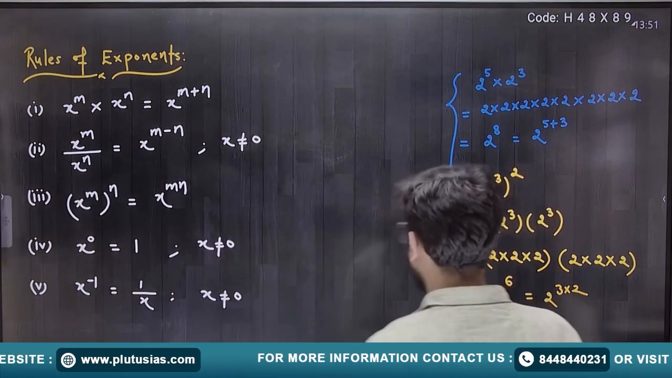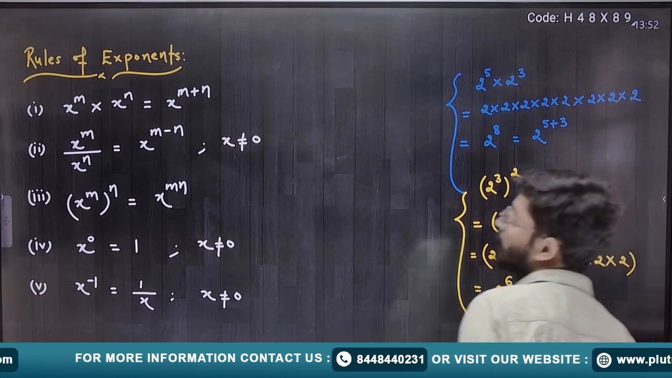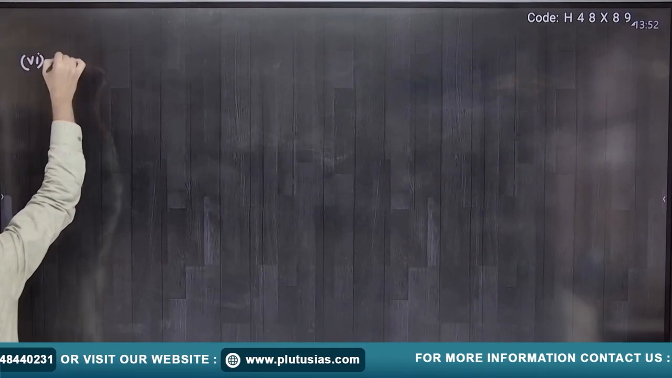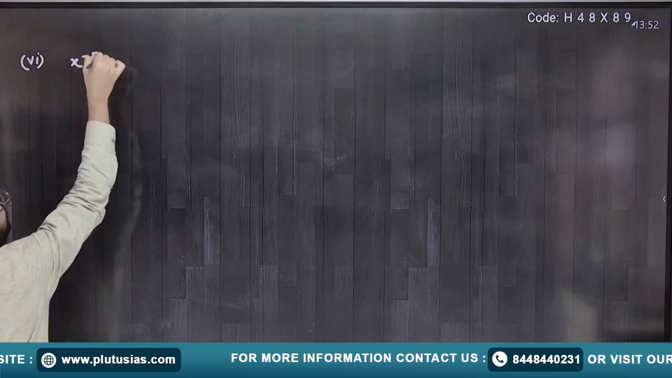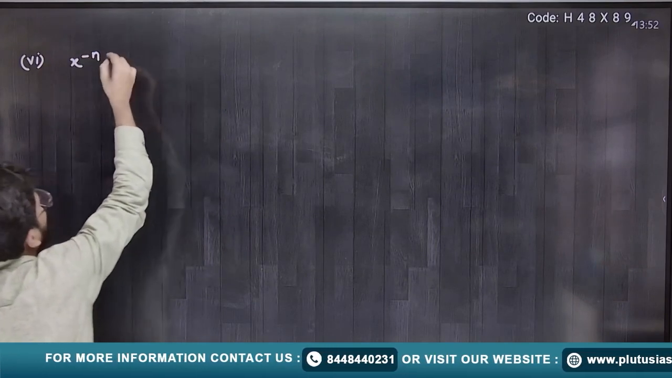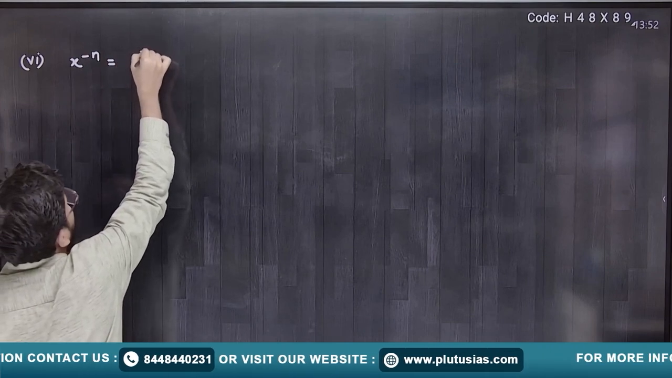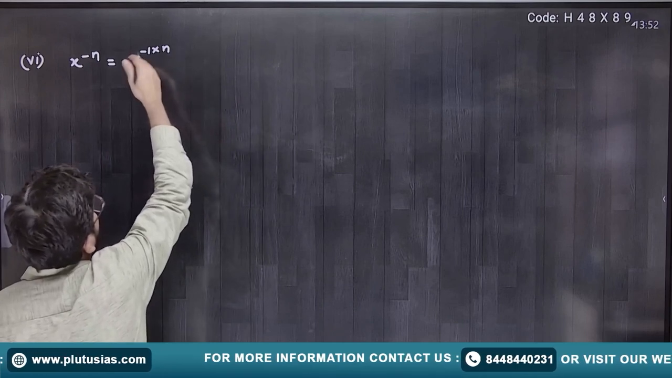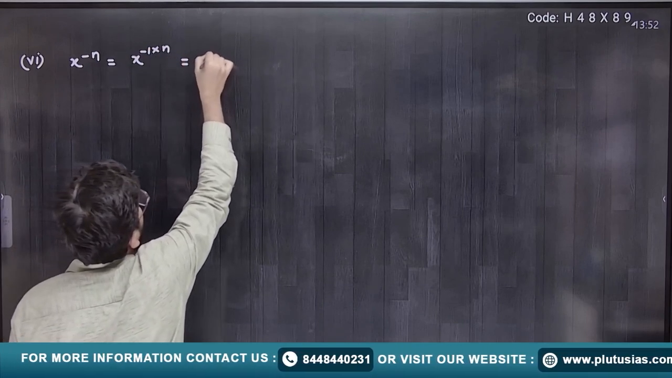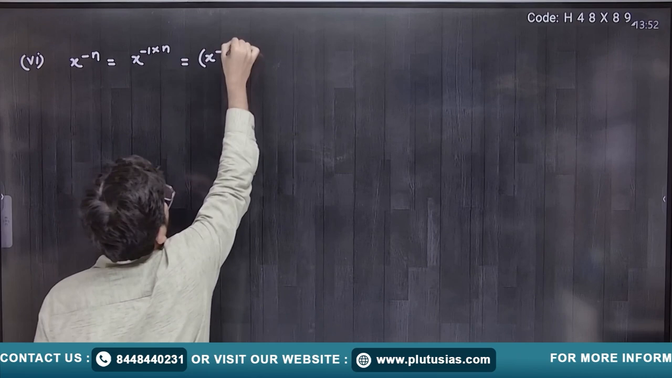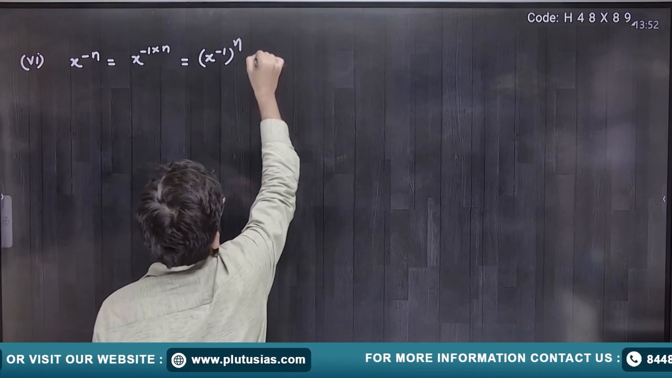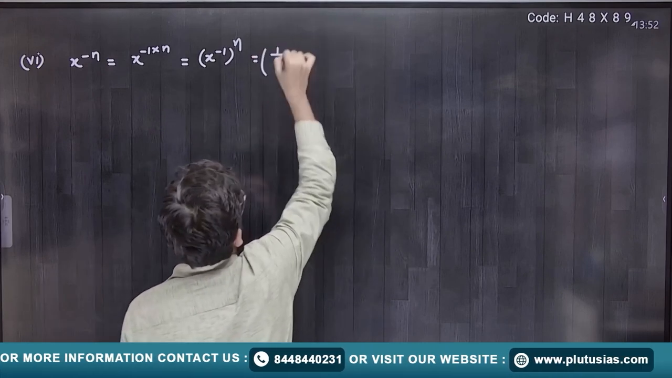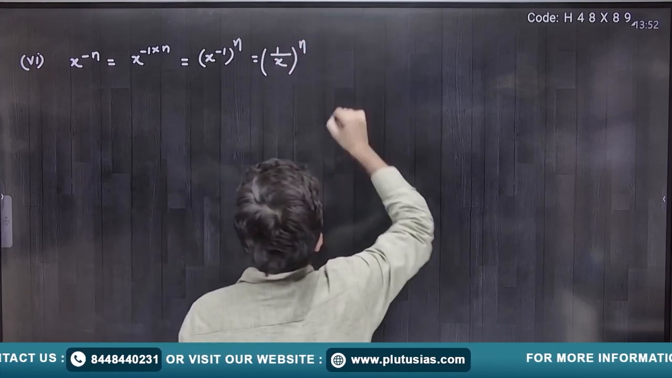Okay, these are the important ones. Next is sixth. That says x raised to power minus n can be written as x power minus 1 into n. That is x power minus n. So you can say that is x raised to power minus 1 whole to the power n. And x raised to power minus 1 is 1 by x to the power n. So that is what?